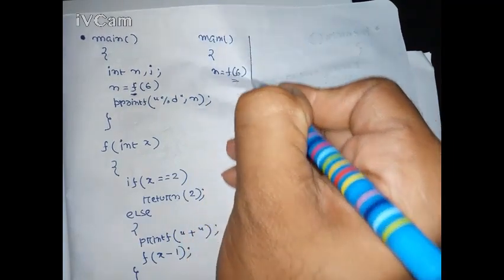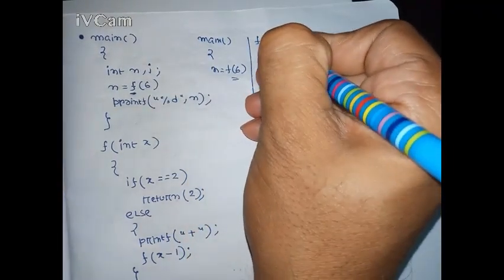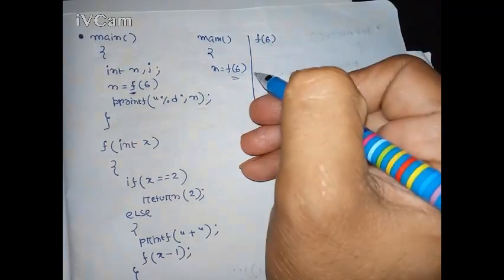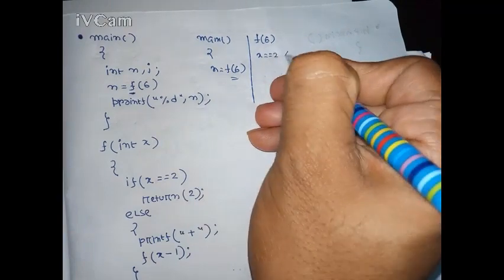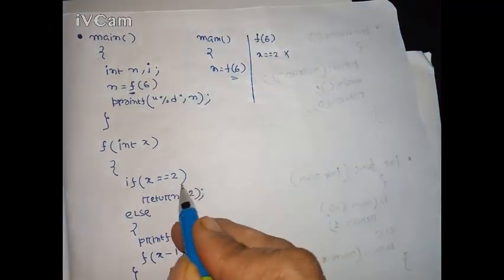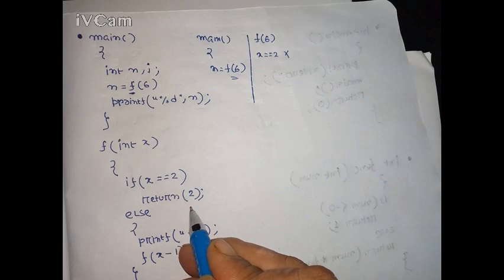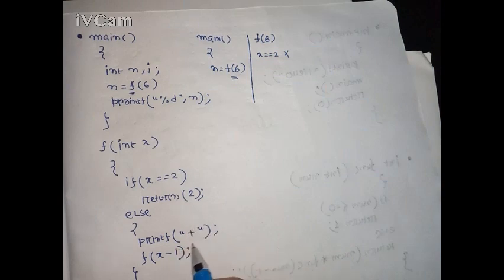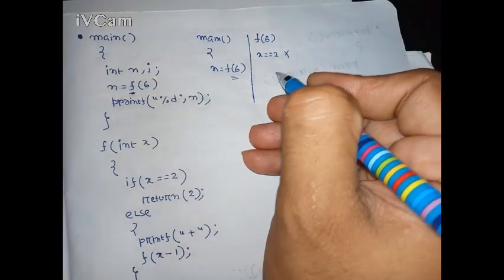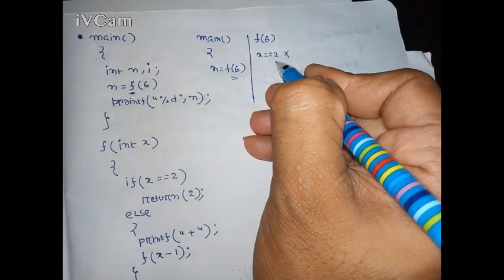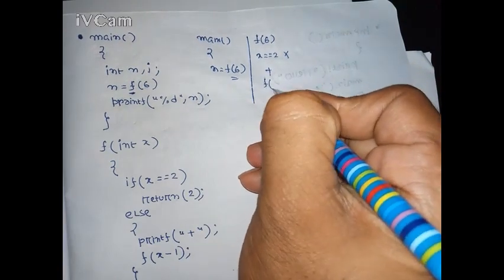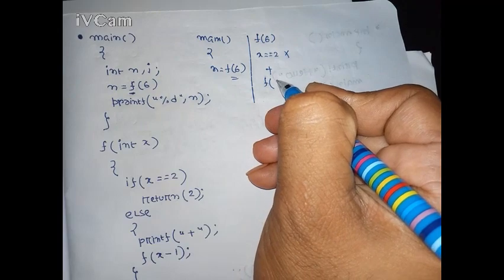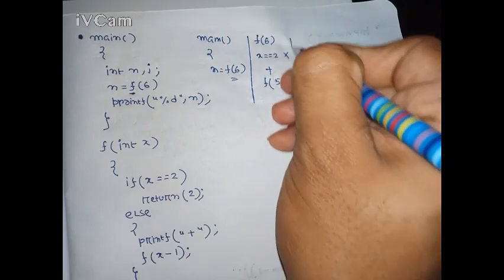Whenever it calls this f function, first write down this f function here. Now go for the condition x equal to 2. The answer is no. So if x equal to 2, it will return 2, otherwise it will print plus, and finally it calls the f function recursively. So if x equal to 2, no, it will print plus, and finally it will call f(x minus 1), that is 6 minus 1, 5.